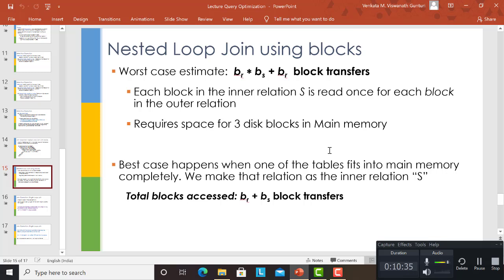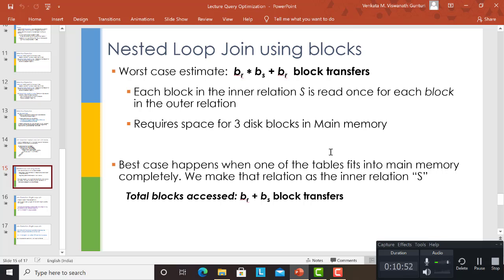Okay, and then let's say now I'll put it in the mm1 location, right? And now in the mm2 location, what we are going to do is keep bringing one block from relation S at a time. So first I'll bring S1, then I'll bring S2, and so on, right?